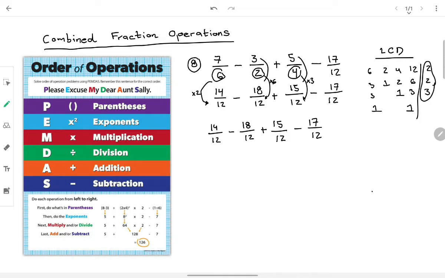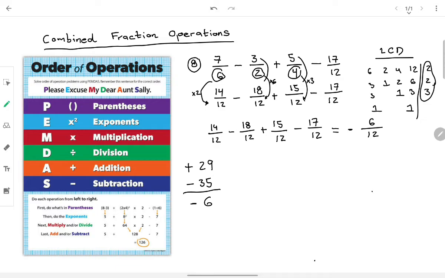So remember, we need to look at the positive and negative numbers. In this case, positive, it's 14 and 15. That will be 29. Then the negative ones will be 18 and 17. So if we add 18 and 17, we will get minus 35. So in this case, our result will be negative 6. Remember, our denominator is 12. We will get negative 6 over 12.